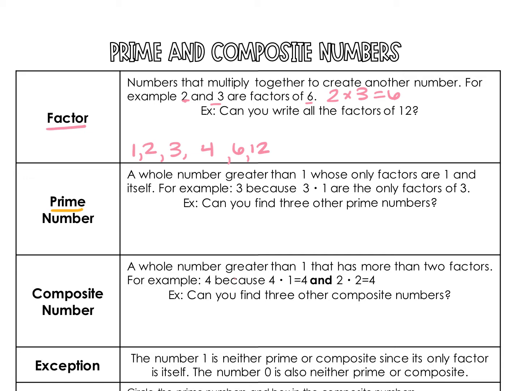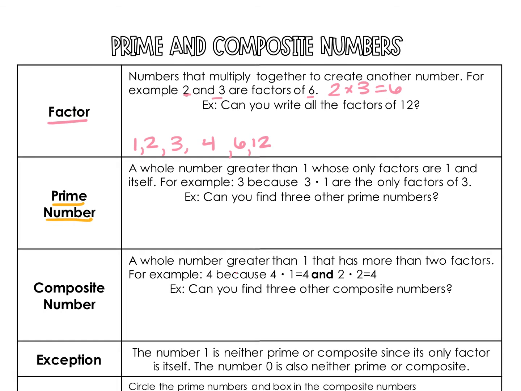Next, we'll talk about prime numbers. So prime numbers are whole numbers greater than 1 whose only factors are 1 and itself. So 3 is an example because 3 and 1 are the only factors of 3. You cannot multiply anything other than 1 and 3 to get 3. So let's think of some other examples of prime numbers.